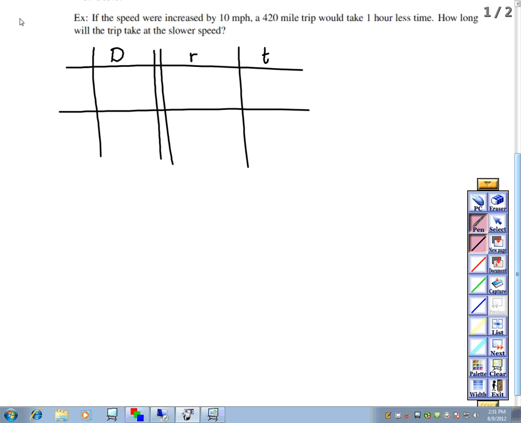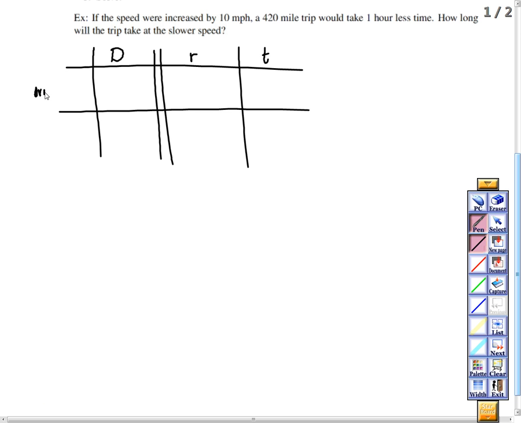If the speed were increased by 10 miles per hour, a 420-mile trip would take 1 hour less time. How long will the trip take at the slower speed? So we have our chart, distance equals rate times time. We need to figure out what our categories are. So how about original, and then the new? Original trip, and then if we change our speed, what is the new trip?